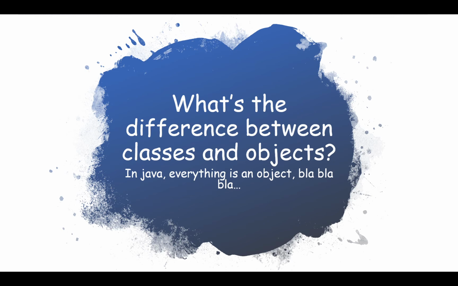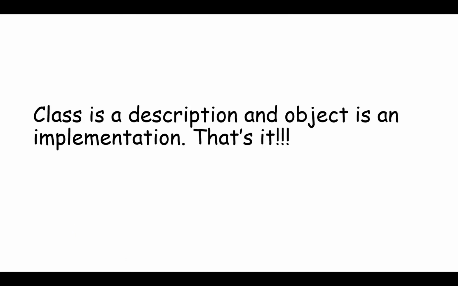So I'm gonna say straight, if you want a direct answer, it is pretty simple. The class is a description and the object is an implementation. That's it. So please keep in mind this statement because we're going to get back to it.